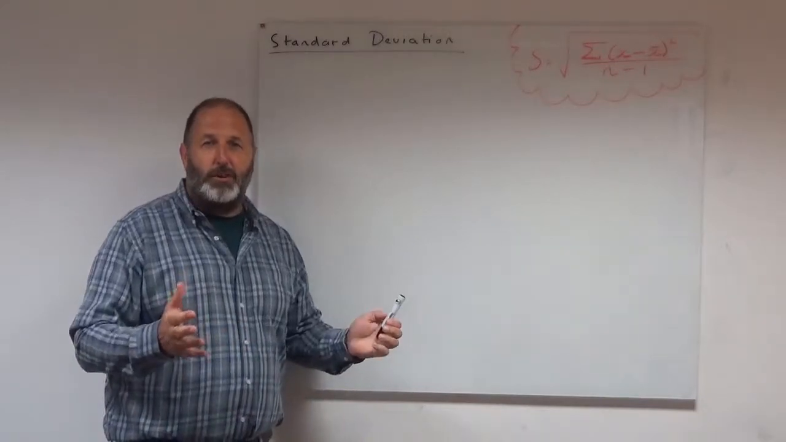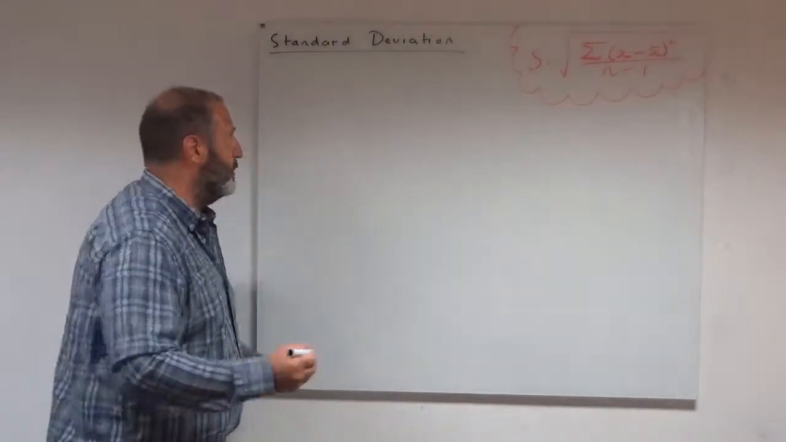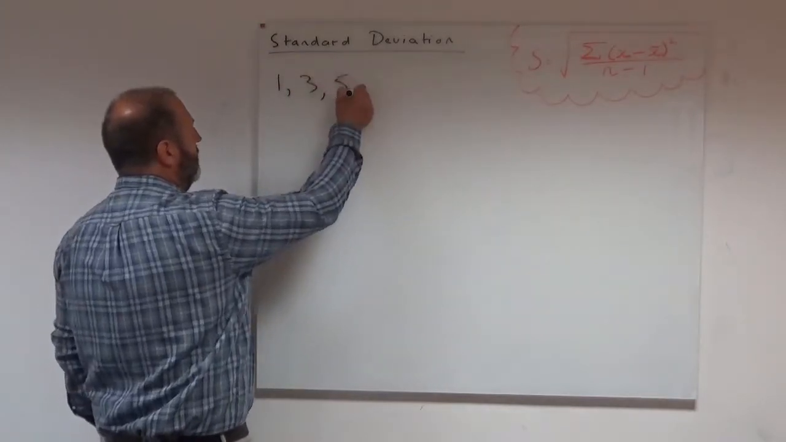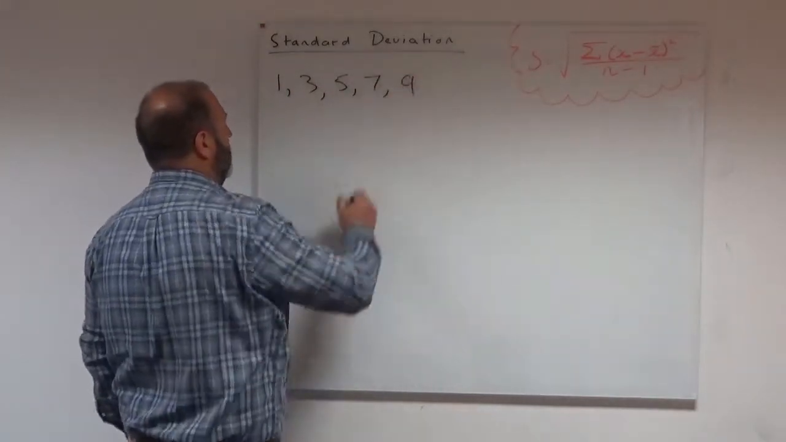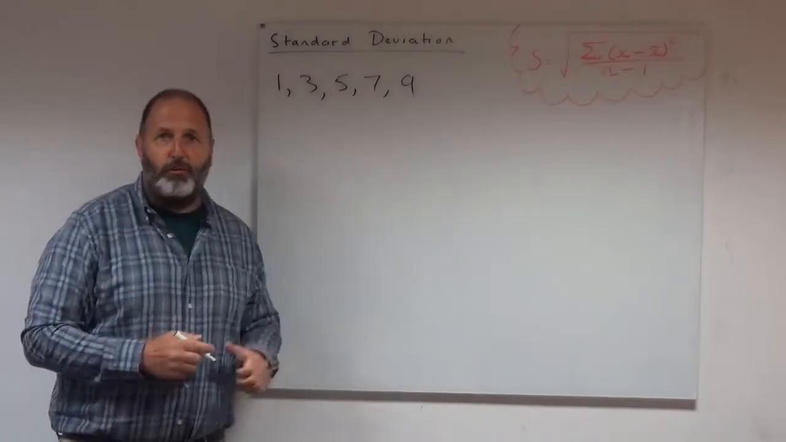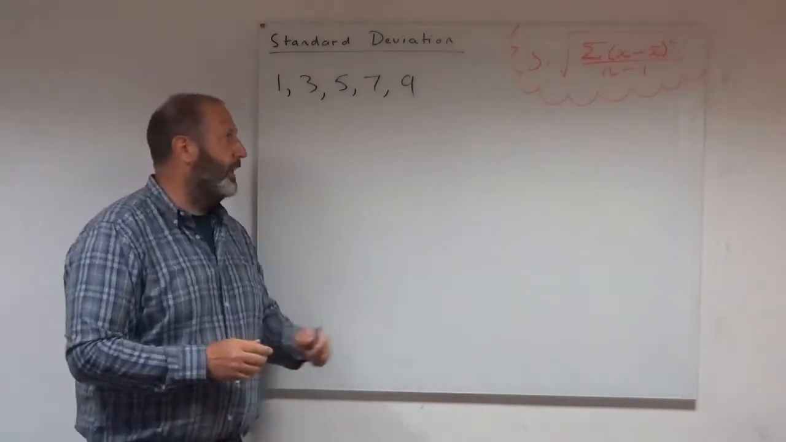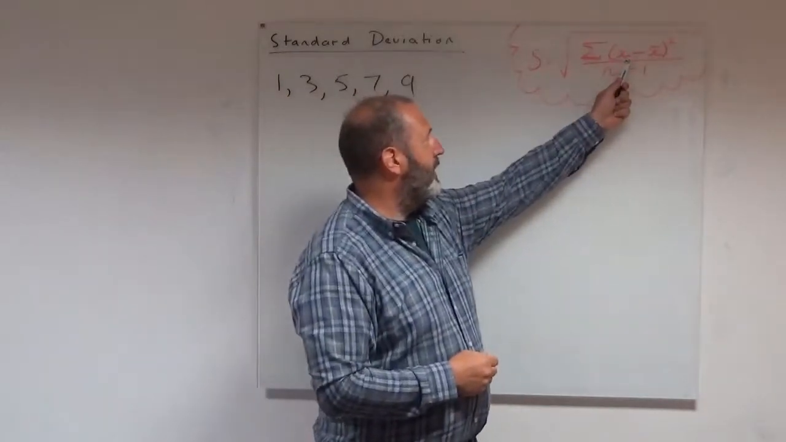So we're going to look at a very small sample of data, so I'm just going to pick some numbers. I'll try 1, 3, 5, 7 and 9. And then we'll find the standard deviation of that sample. Okay, so we're going to use this formula here.